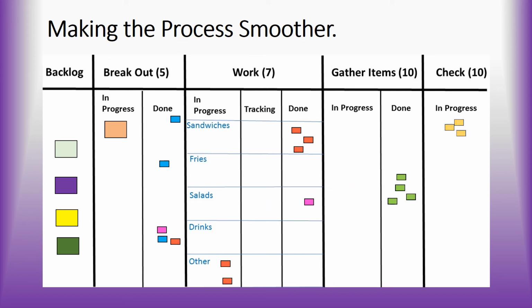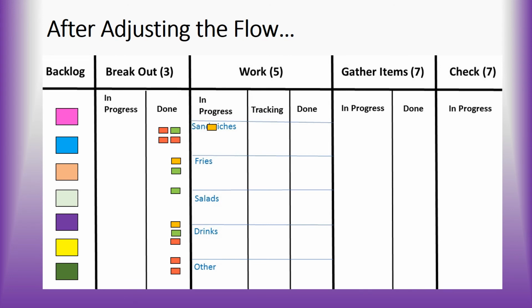The gather items and check columns never get close to their maximums, so we'll drop them too. Here's the animation with those changes made. The same work is being done, but with lower limits. The breakout section now has a maximum of 3 instead of 5. The work has a limit of 5 instead of 7, and the gather items and check columns now have limits of 7 instead of 10.